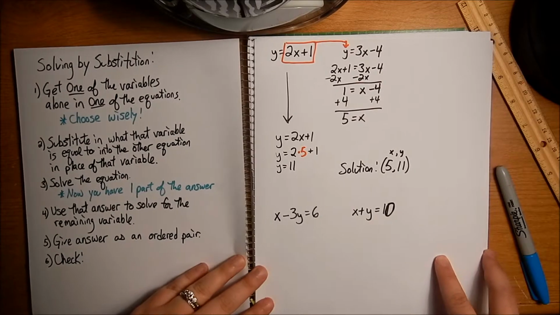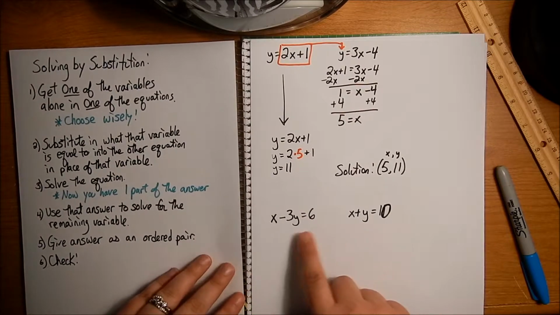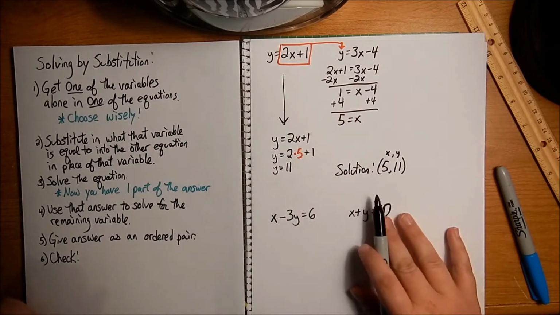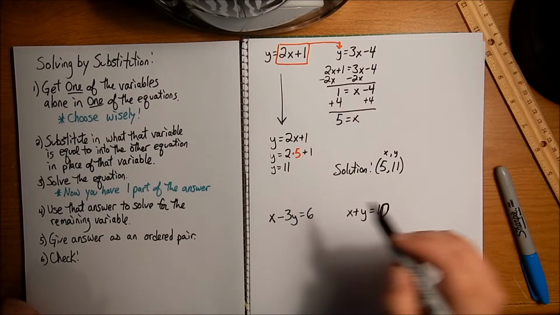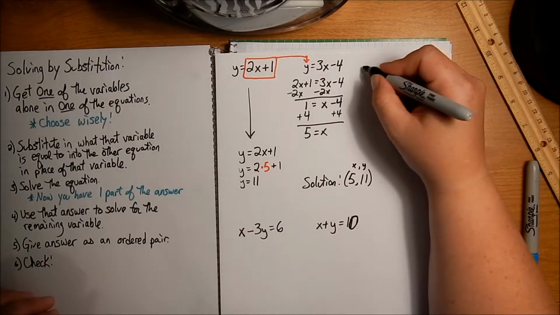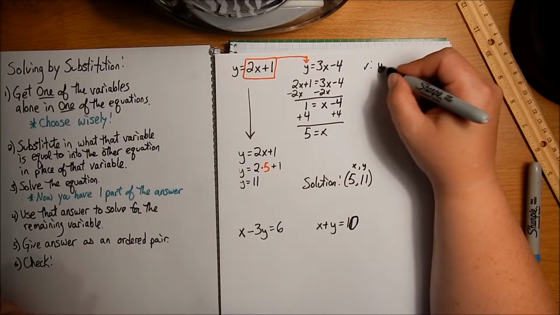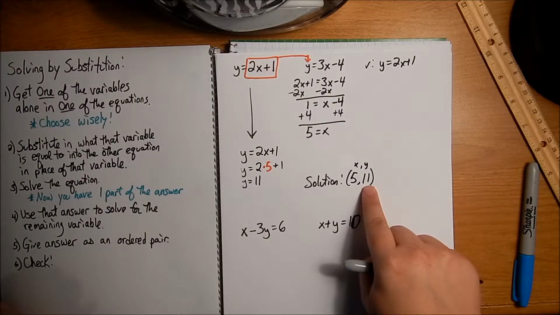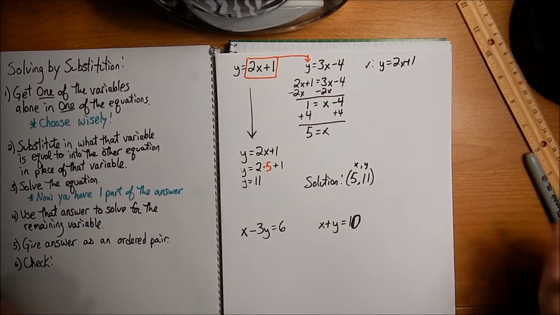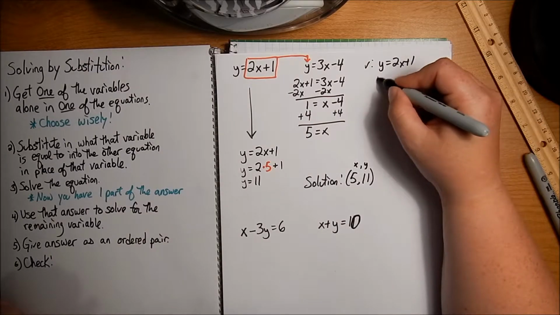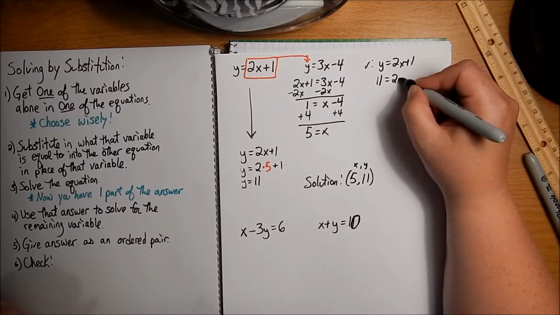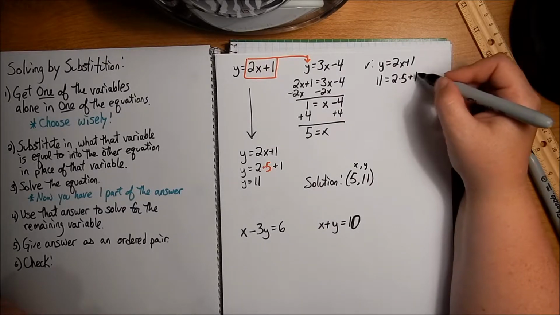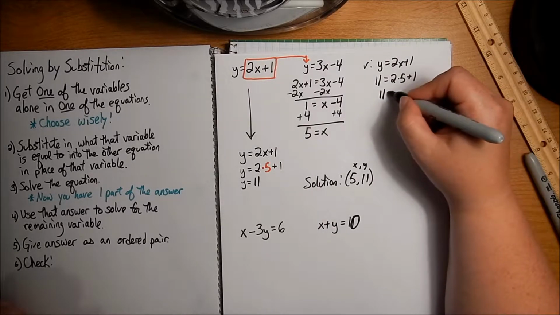Alright? So let's try same idea down. Oh, and then we should check it. So if we plug that in real quick, I'll do it over here. Check. So y equals 2x plus 1. If I take 5 for x and 11 for y and plug it in, it had better work there. Otherwise, I had the wrong point. So, is 11 equal to 2 times 5 plus 1? Well, 2 times 5 is 10 plus 1. 11 is equal to 11.